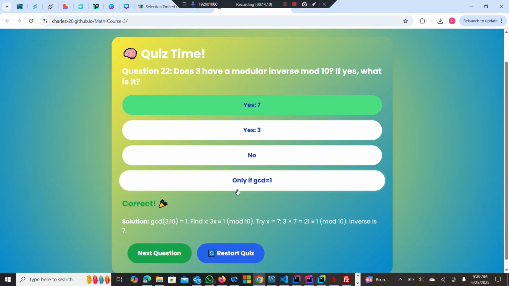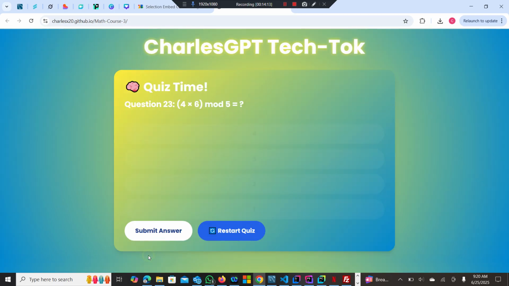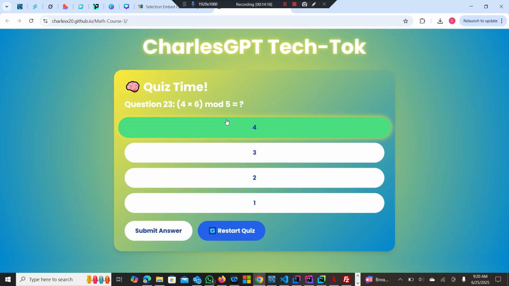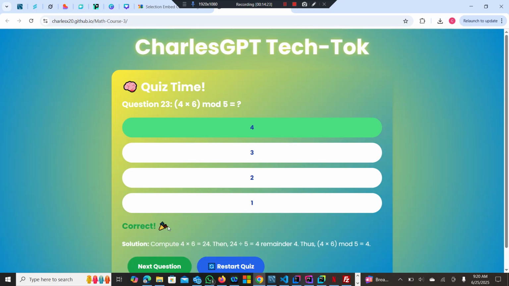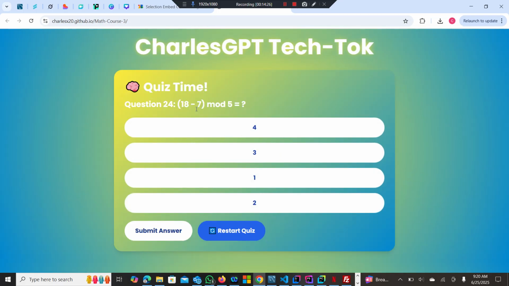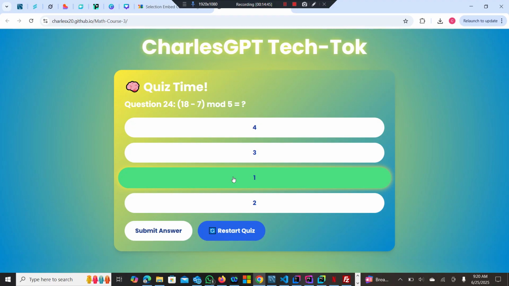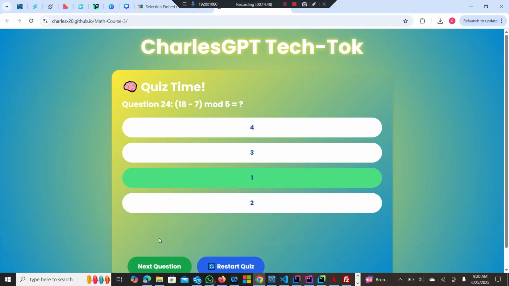So it gives you like a detailed explanation for it right here. So the next one is 4 times 6, 24 mod 5 would be 4 because 24 divided by 5 would be 4, remainder 4. So I think that is the answer, correct. Next, 18 minus 7 mod 5 would be 11 divided by 5. Oh no, sorry, I mean 11 divided by 5 would be 2, remainder 1. Yeah, 11 divided by 5 would be 2, remainder 1, I think.